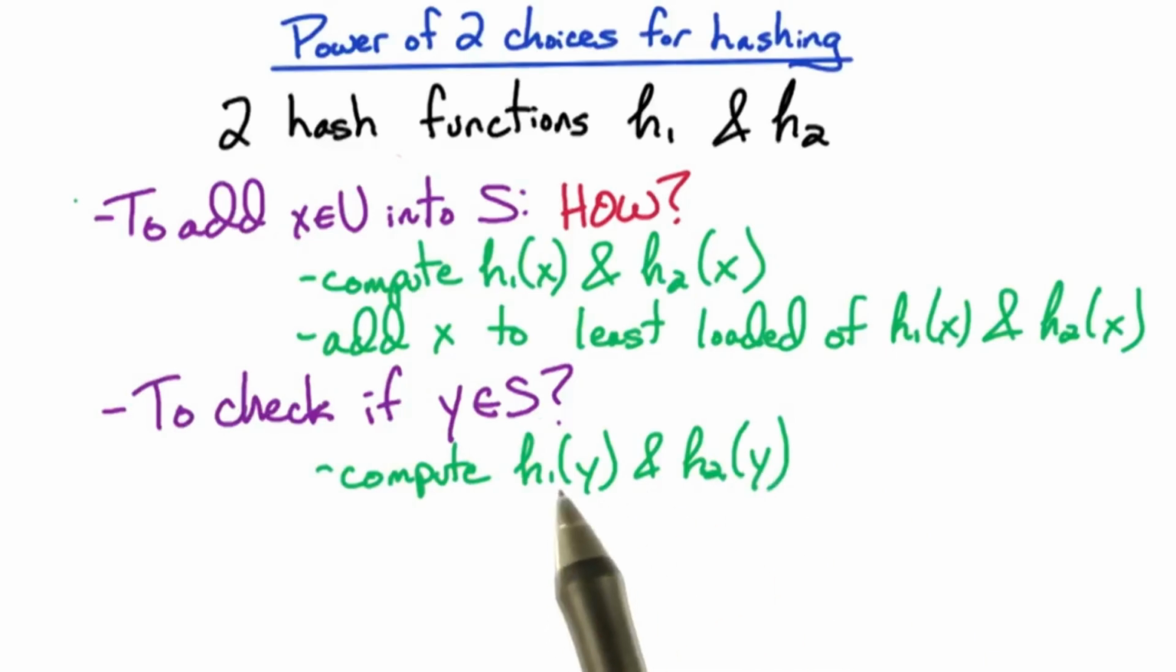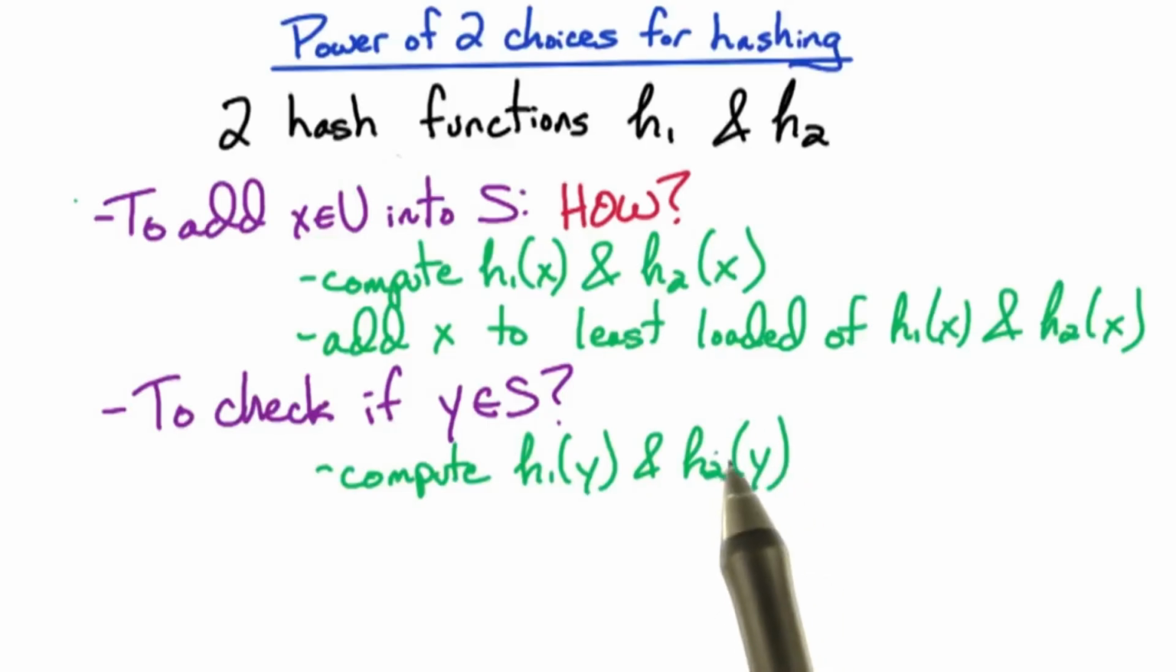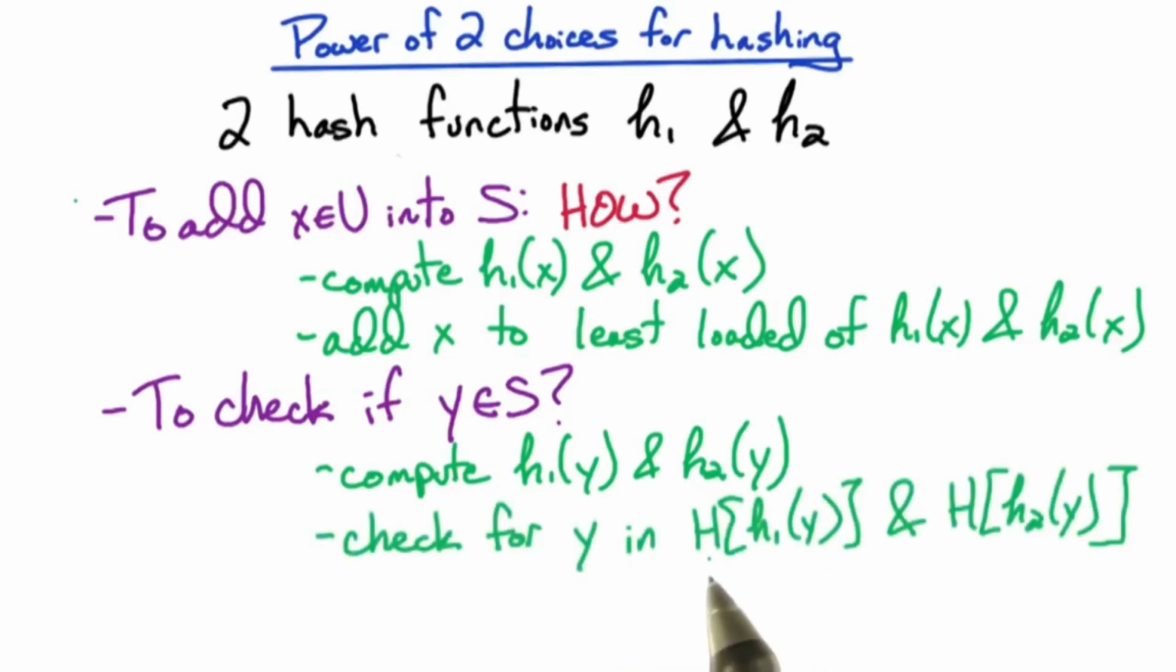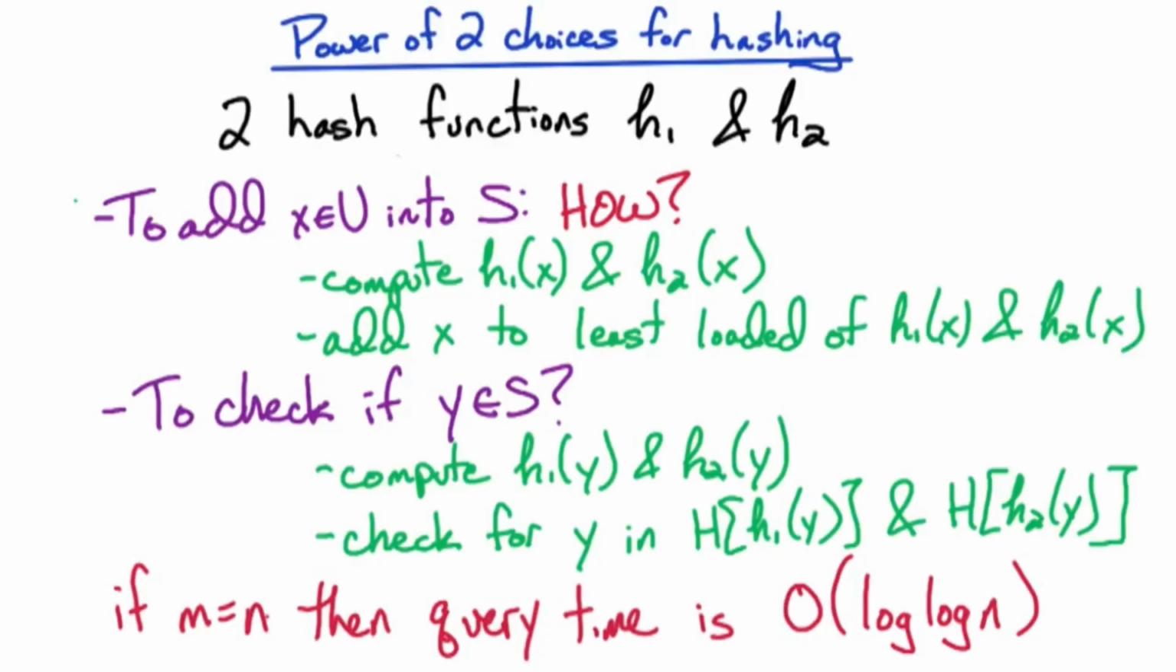We check both bins. We check the linked list at h1 of y, and we check the linked list at h2 of y, and we look for y in both of these linked lists. If it's in either of these linked lists, then we know that y is in the dictionary. If it's in neither of these linked lists, then we know that y was never inserted into our dictionary of unacceptable passwords. So how long does it take to do a query? Well, the query time now depends on the load at this location and the load at this location. So if we have an upper bound on the maximum load, then the query time is twice the maximum load. Now if m equals n, so the size of our dictionary of unacceptable passwords and the size of our hash table are the same, then what we know from our balls and bins analogy is that the query time, the max load, is going to be order log n in this scenario.